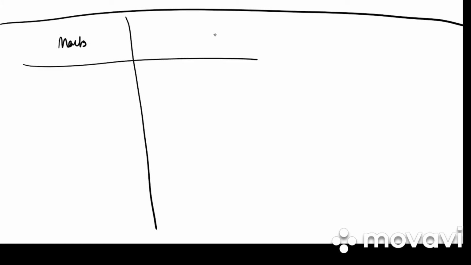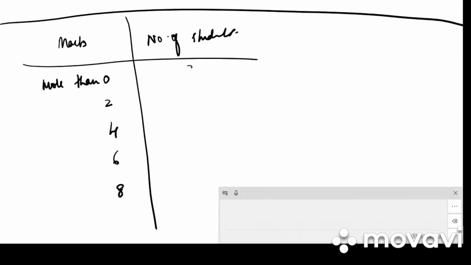So take down another problem. They have given us the following table shows marks in economics of the students. Calculate arithmetic mean. So they have given us marks and again number of students. In this problem they have given us marks more than 0, more than 2, more than 4, more than 6, more than 8, and 30, 28, 24, 18 and 10.